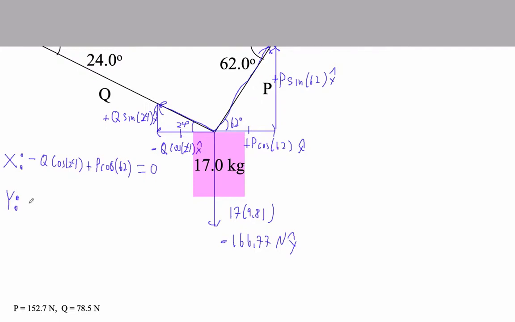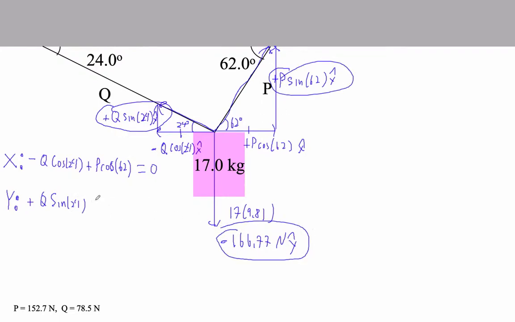That is plus Q sine 24. So these are in our y direction. There's that guy, there's this guy, there'll be this guy. These are all our y's. So plus P sine 62, and then we have minus 166.77, and then that equals 0. Okay, so these are our raw equations, right?